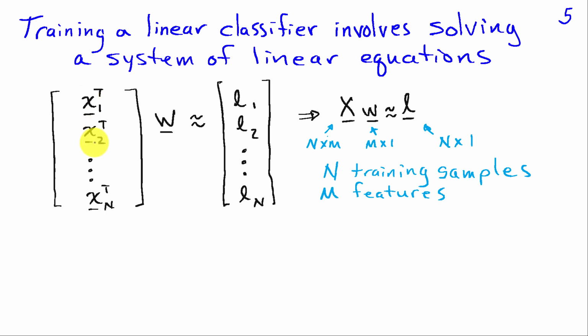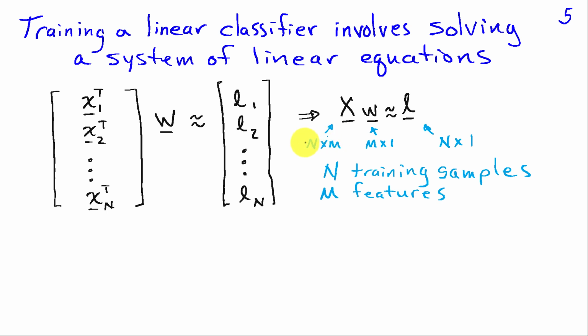So if I collect all of my capital N training samples into a matrix whose rows represent the features, I have x1 transpose, the first feature, times W, and I want that to be equal to the label for the first feature. Then I have x2 transpose times W, and I want that to be approximately equal to the label for the second feature, and so on until we get to the last training sample, xn transpose times W, and I want that to be equal to the label for the nth training sample. So this leads to a system of linear equations where I have a matrix X times my classifier weights W equal to the vector of labels L.